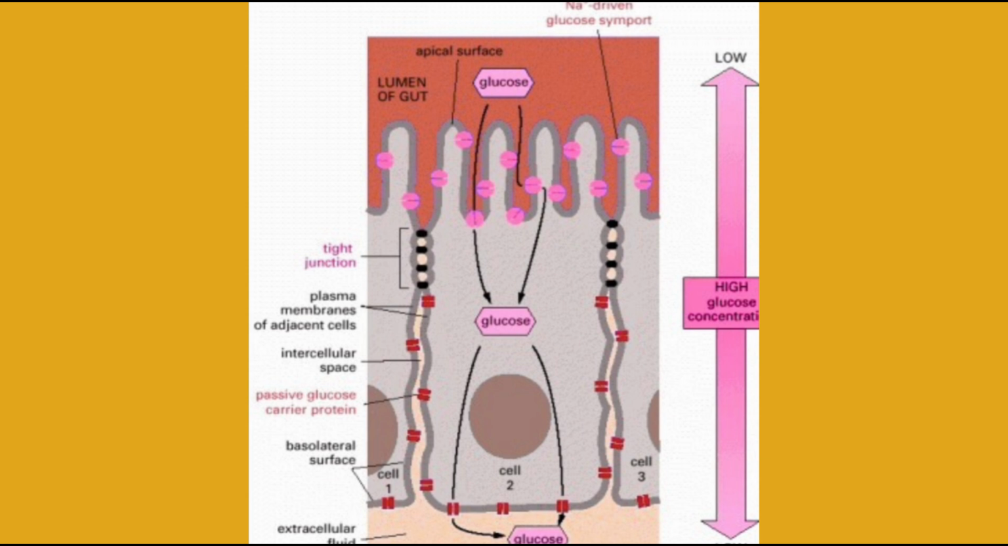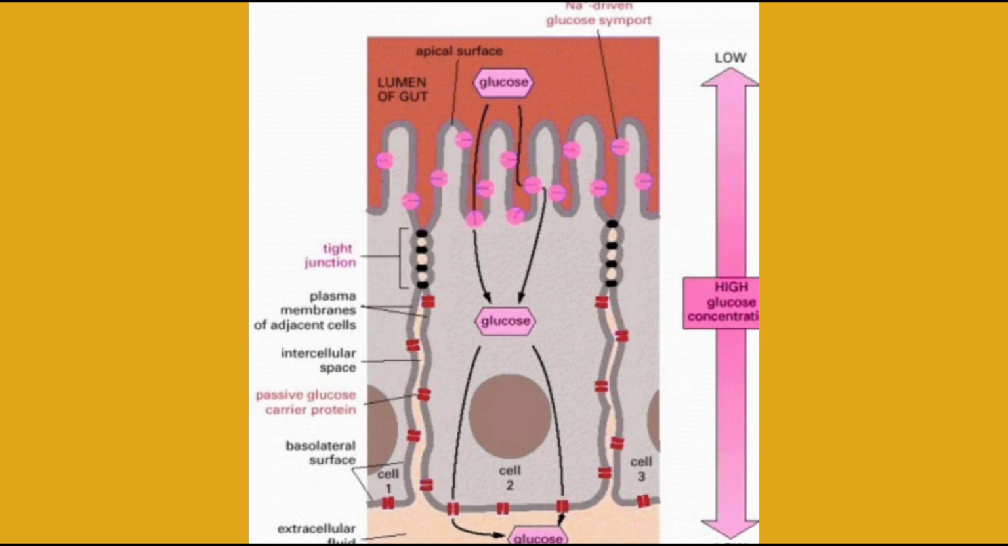So it is a passive glucose carrier protein. It is facilitated diffusion. So glucose is transferred down the concentration gradient into the blood. So no energy is needed, and this is passive transport. This protein is located on the basolateral surface.